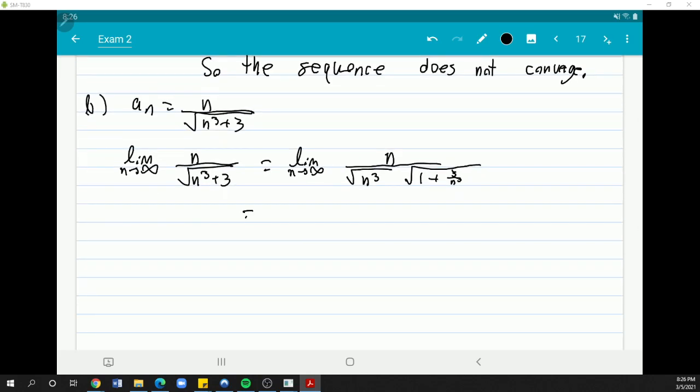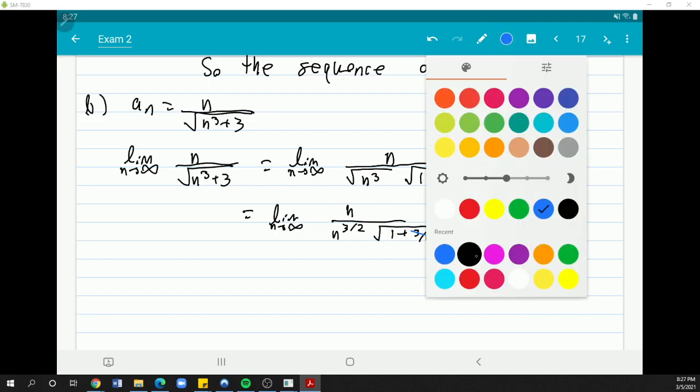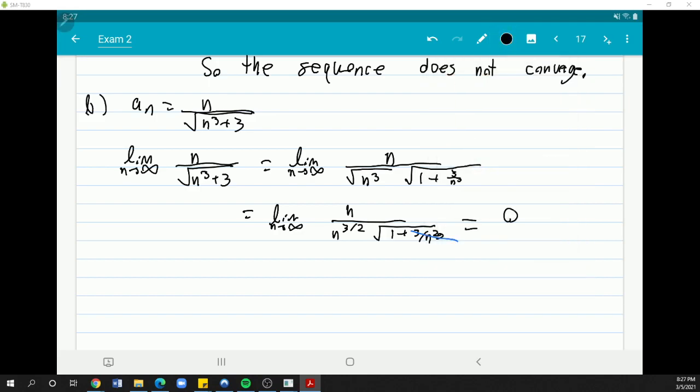And now this is the limit as n goes to infinity of n over n to the 3 halves times the square root of 1 plus 3 over n cubed. So as n goes to infinity, this guy goes to 0, and we're left with the limit as n goes to infinity of 1 over n to the 1 half. So this limit goes to 0. Okay, so that's part B.